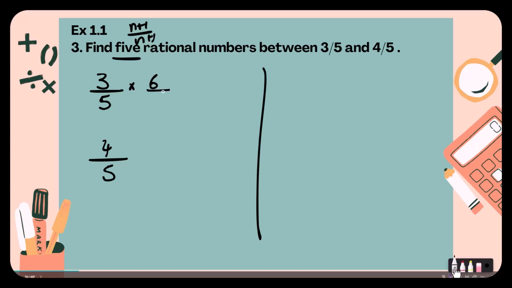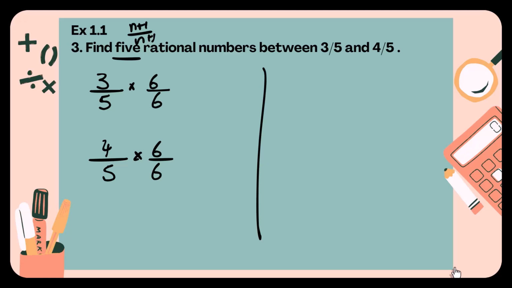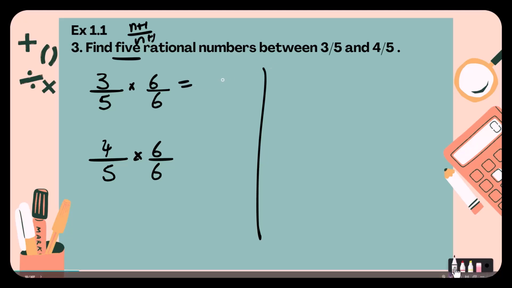Correct now? I have to multiply 6 by 6. There are 5 numbers, so n plus 1 is 6. So I have to multiply by 6, right? What are the numbers I'm getting? 6 3s are 18, 6 5s are 30, right? 6 4s are 24, 6 5s are 30, correct? So 19 by 30. So what are your numbers?